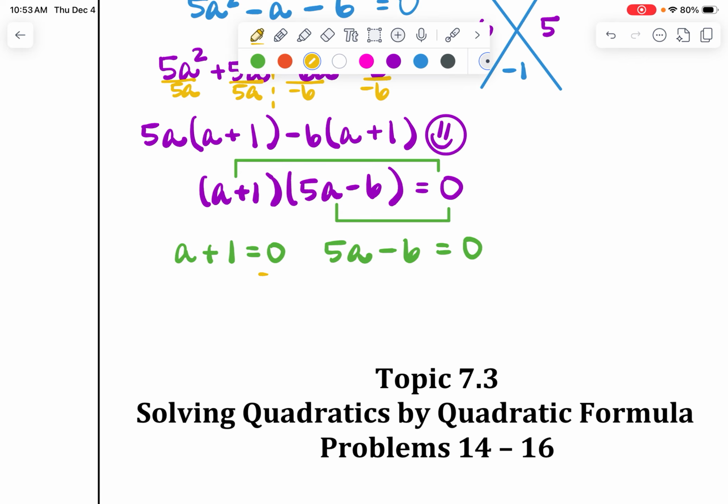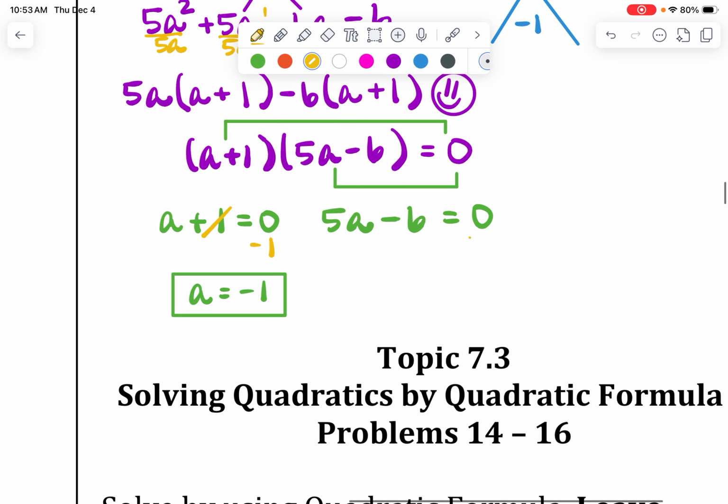So, of course, this first one's nice and easy, just a little one-stepper, right? So we move the 1 to the other side by subtracting. So we're going to get a equals negative 1. The other guy's a two-stepper, right? We're going to have to add the 6 over first. And then we'll divide by 5 to get rid of the multiplier on the a. And that's going to give us 6/5.